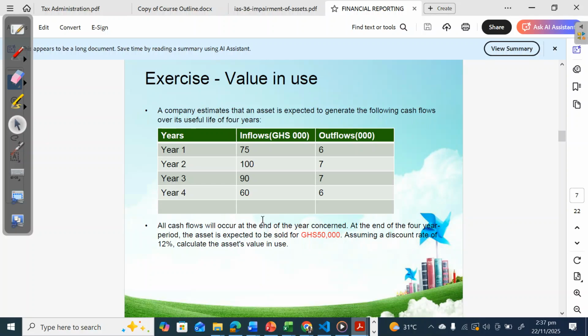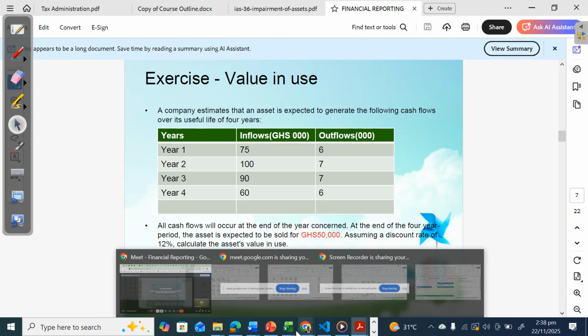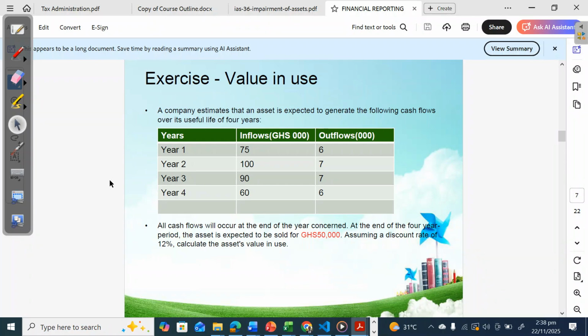All cash flows will occur at the end of the year concerned. At the end of the 4-year period, the asset is expected to be sold for 50,000. Assuming a discount rate of 12%, calculate the asset value in use. So we have to calculate the asset value in use. The asset value in use is the present value of all the future cash flows from the asset. So we need to know all the net cash flows for each year. Then we will determine the present values. So let's see how we can go about it.